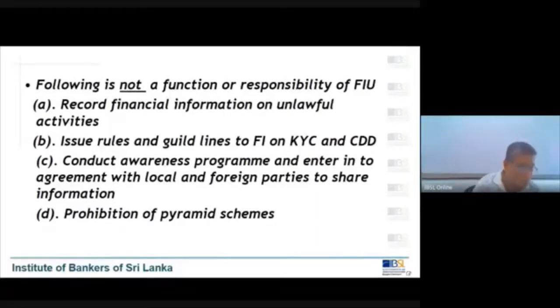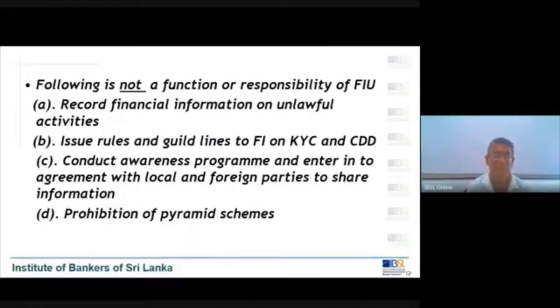Now I'll give you this question to know what the FIU is. Right? What is FIU? If you want to write a short note about the FIU, what is the first one? Issues rules and guidelines to financial institutions on KYC and CDD. Why? Because FIU is established under what law? Some more short notes. FIU is established under the Financial Transaction Reporting Act.